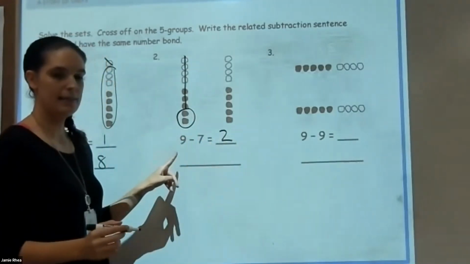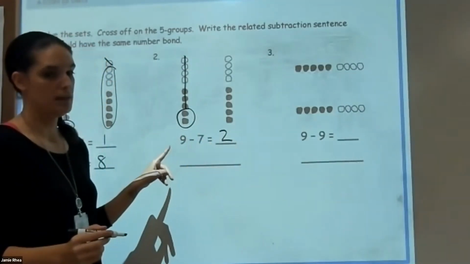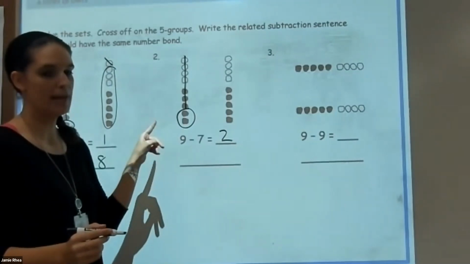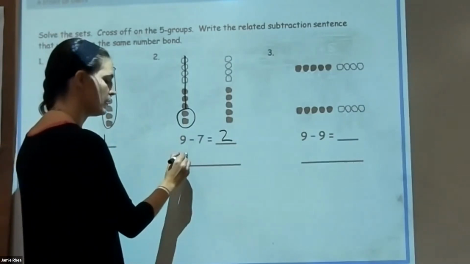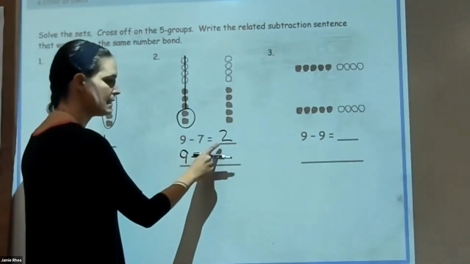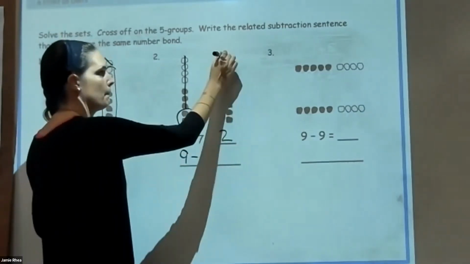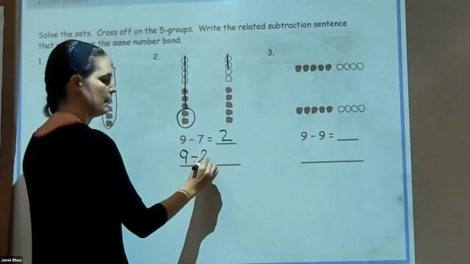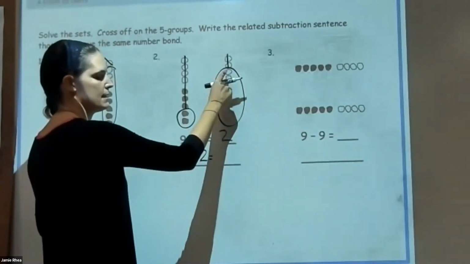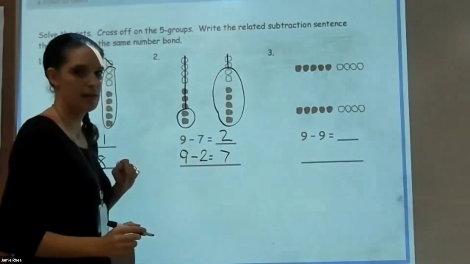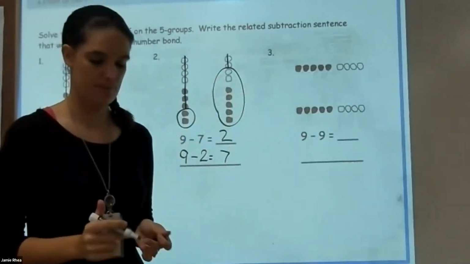Now, I need to write another sentence that's going to match my number bond. Okay, so I'm going to start with 9. But this time I'm going to mark off some of them. And that left me with 5, 6, 7. Okay, you're going to do number 3.